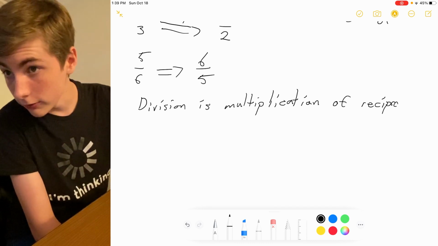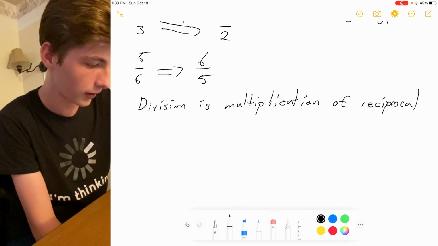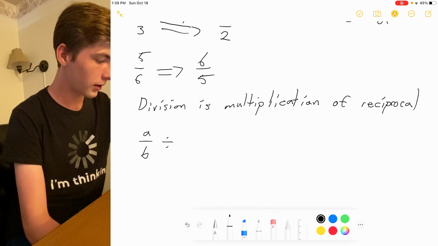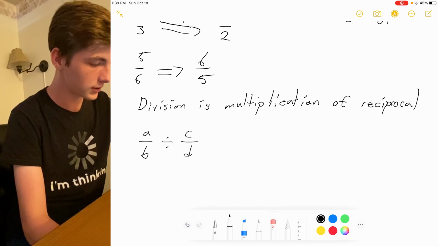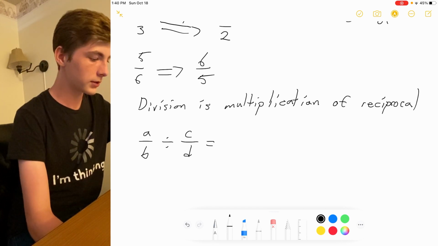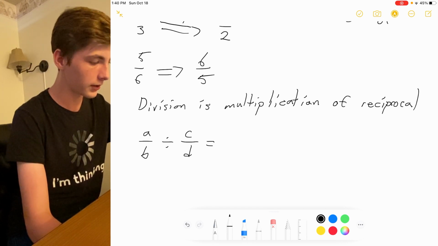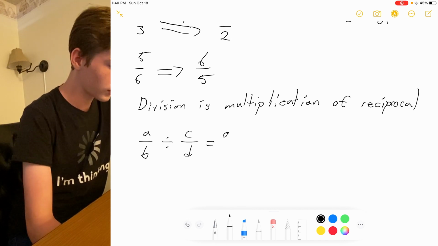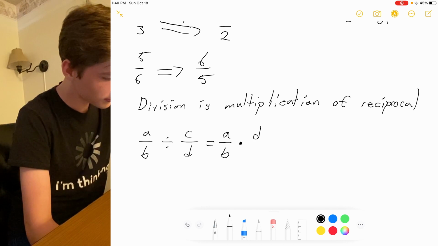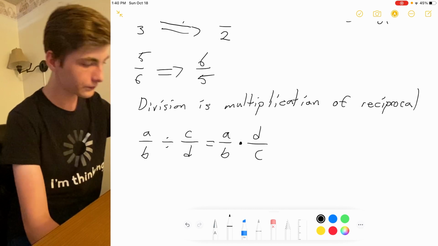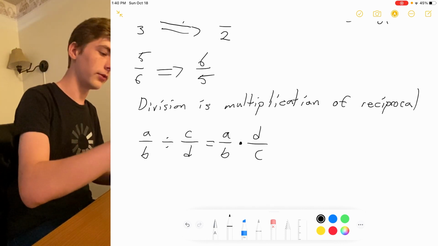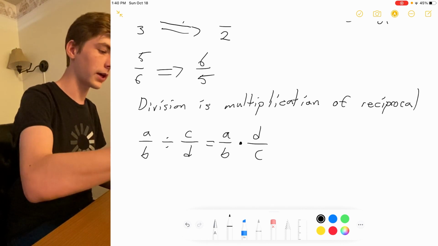Let's say we have a over b, and we want to divide by c over d. Then it's the same thing if we turn this division into a multiplication sign and then take the reciprocal of c over d. So what that means is this is the same thing as a over b times d over c. Right? So all we did is the division became a multiplication, and we took the reciprocal. We flipped that other fraction over.